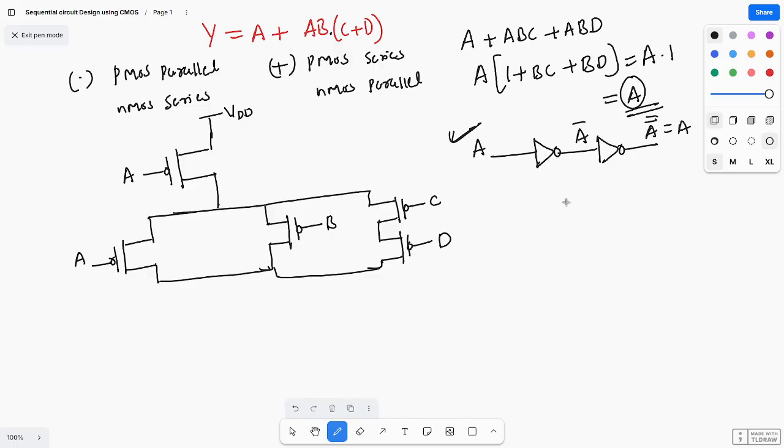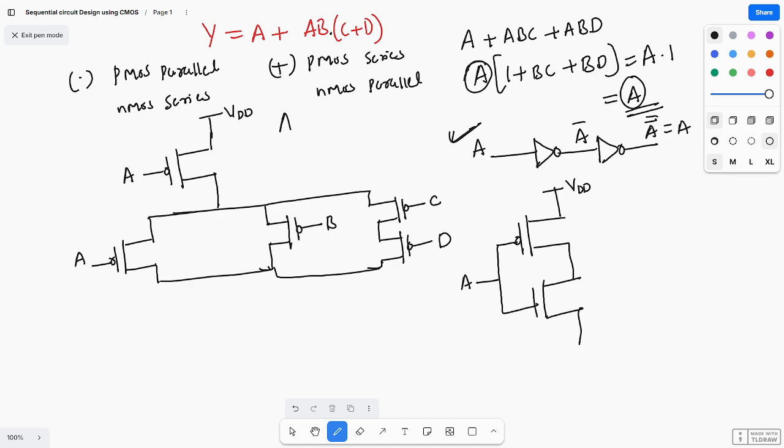So first one inverter. Sir, if we implement this whole equation by using CMOS, what output may we get? Same A only. You see the different possible combinations. We can use two inverters. Yes, means you minimized, you are getting A.